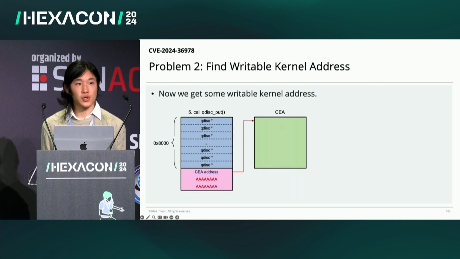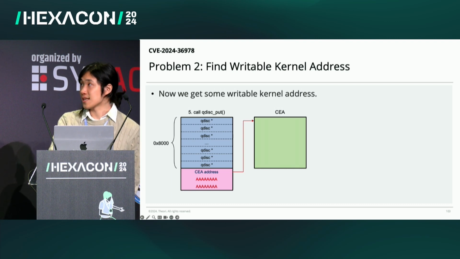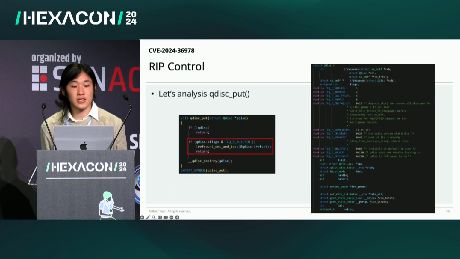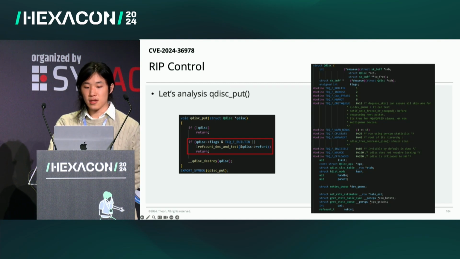So if we set the Qdisc pointer to the CEA address, we can make a fake Qdisc, or we can set the Qdisc as we want. Let's analyze qdisc_put to exploit, which gives RIP control. First, the Qdisc flag must not be TCQ_F_BUILTIN, and also the refcount must be 1, because we want to call qdisc_destroy.